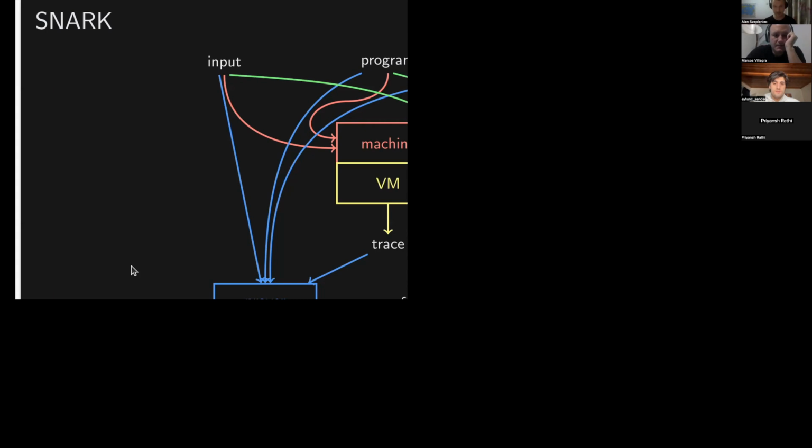And the verifier takes the input, the program, and the output as input, and also the proof as input, and outputs a 0 or 1 depending on whether the proof is convincing. And in a proper proof system, the proof is convincing if and only if the claim that the input is mapped to the output under this program is correct.